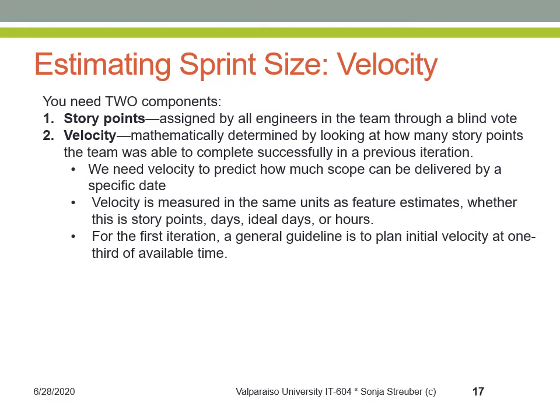Now let's take a closer look at velocity. To calculate velocity, we need 2 components. First, the story points in the product backlog, which can be assigned by all engineers in a blind vote, that's the ideal scenario, or which can be estimated using all the other methods that we have learned before, such as parametric, heuristic, with the Delphi method, and so on. Second, we need the number of story points that was completed based on the agreed definition of done in the previous sprint. That is the velocity of the previous sprint.